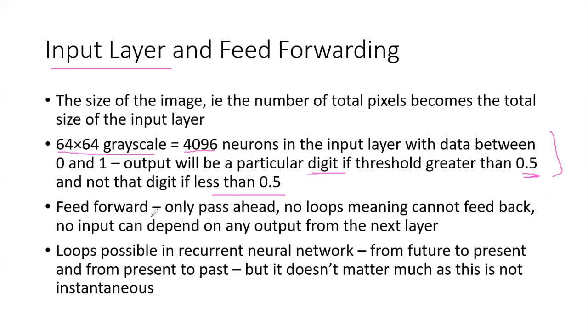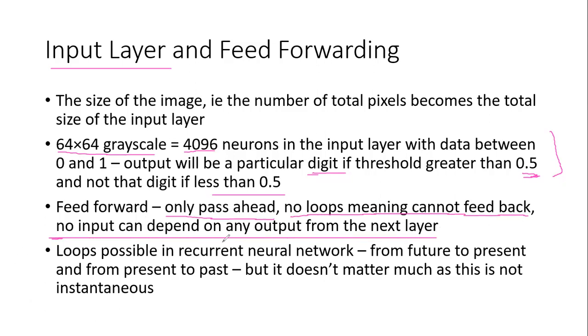Why is it called a feed-forward neural network? Because we can only pass the data to the next layer. We cannot skip layers. There are no loops, meaning I cannot feed back to the previous layer unless I'm doing backpropagation, which is error backpropagation, not data backpropagation. So no input can depend on any output from the next layer. I can only feed the error through backpropagation. I can keep on passing the data from one layer to the other, 1 to 2, 2 to 3, 3 to 4, 4 to 5, 5 to 6, until I reach the output. That is the only way these neural networks work.